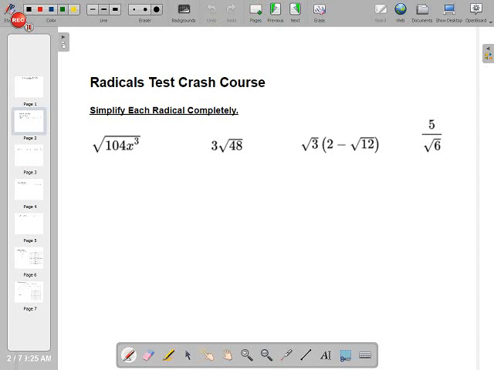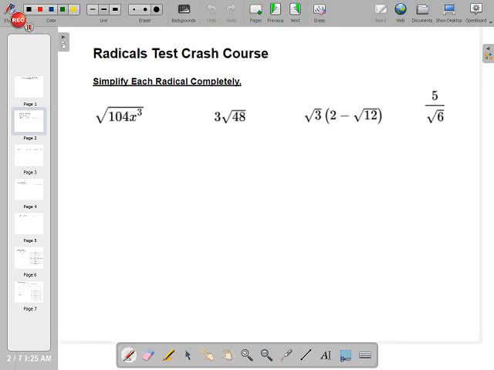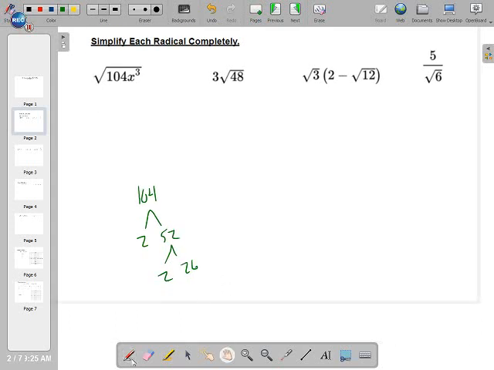So the first thing is, when you see a square root, what I like to do is make a factor tree. So if you give me the number 104 under a radical, I'm going to divide out 2's as many times as I can. And when I do that, I got 2 and 13. So I'm going to write 104 as 2 times 2 times 2 times 13. And x cubed is x times x times x.